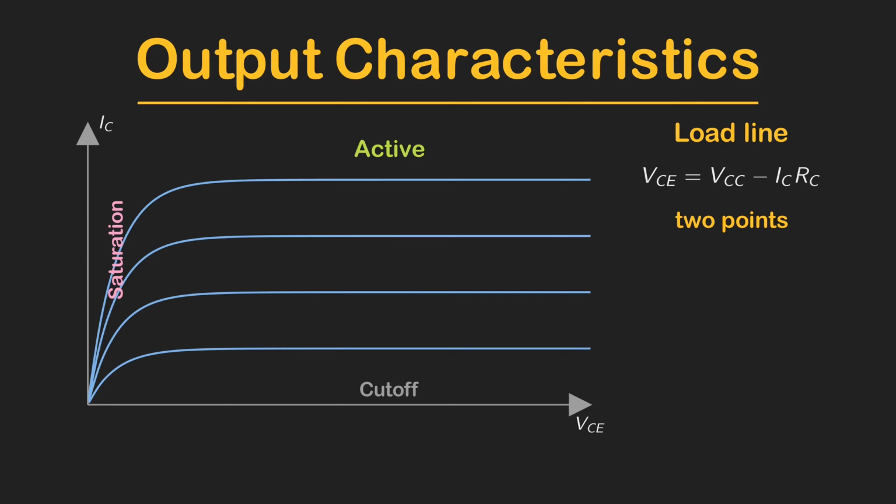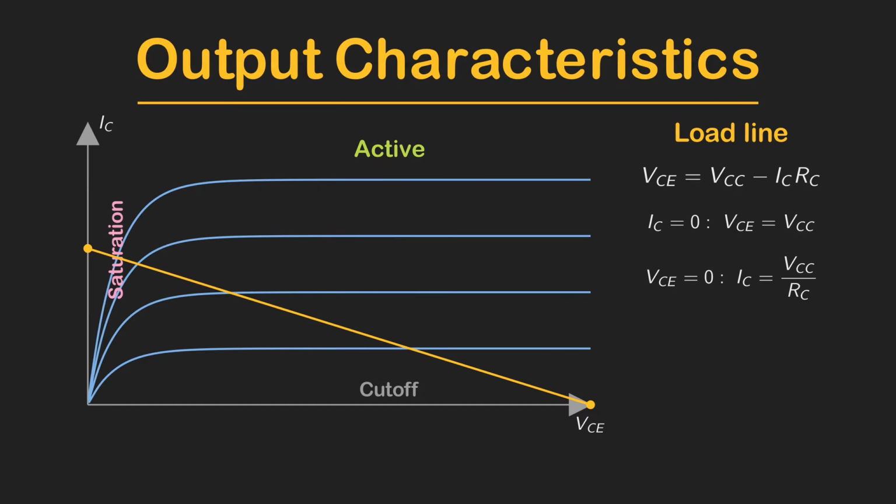The load line is just a straight line, and you only need 2 points to draw it. Here is the first point. When the collector current is 0, the voltage equals the full supply. And here is the second point. When the voltage is 0, the current equals the supply voltage divided by the collector resistor. Connect those 2 points and you have your load line.